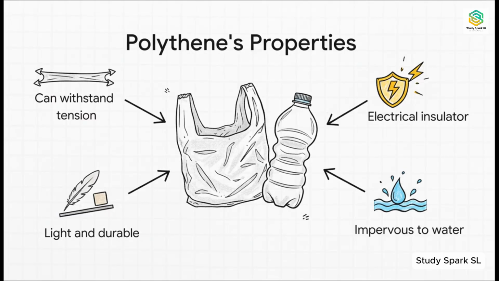So, let's focus on polyethene for a second. Its properties really make it a modern marvel. It's an electrical insulator, which makes it safe. It's totally impervious to water, which keeps products fresh. And it's both lightweight and strong. That's the perfect combination for everything from shopping bags to milk jugs.